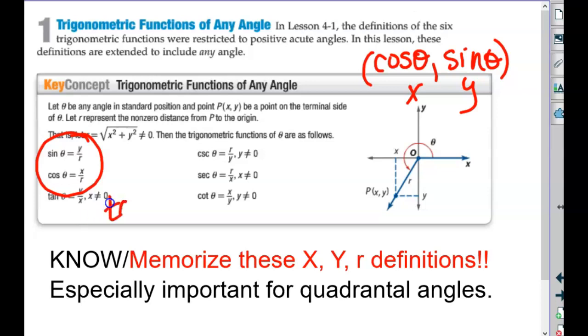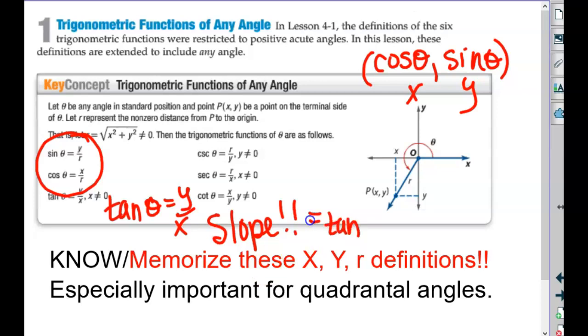What else did we do that was y over x? Yes, the tangent is really the slope. Now, we're going to talk about how to use that on the unit circle in just a second.